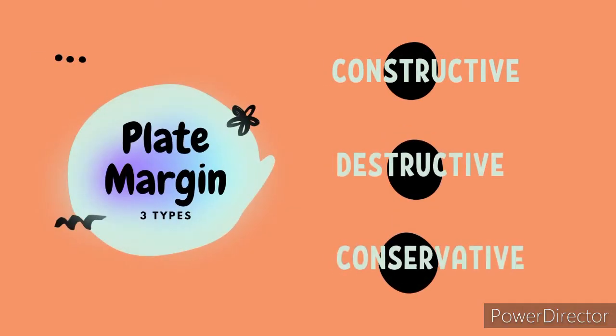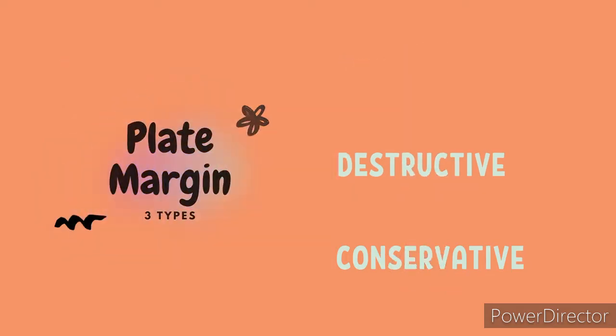There are three types of plate margin: constructive, destructive, and conservative. At each one, there are distinctive landforms and events that characterize them.